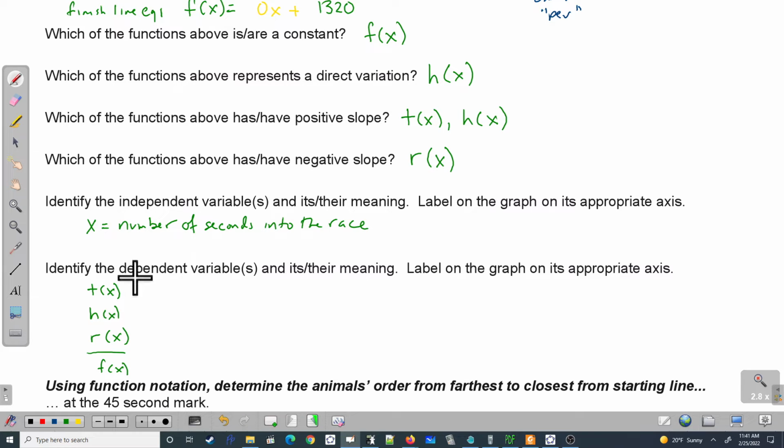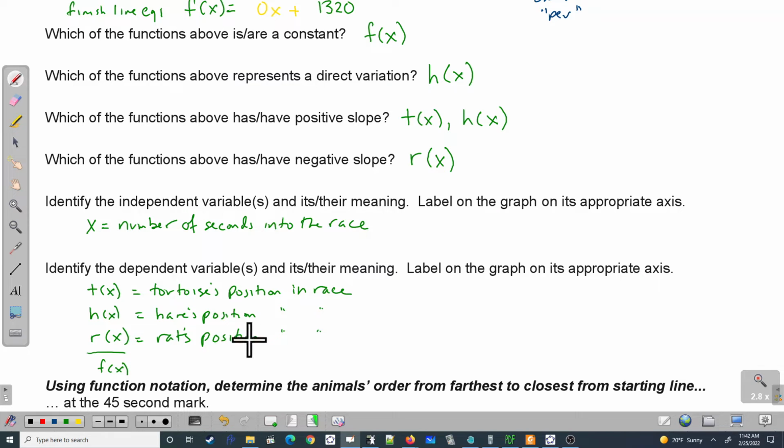But the 3 that I'm really interested in is t represents the tortoise's position in the race. H of x is going to be the hare's position in the race. I'm not going to keep writing in the race. I'll just do the little quotes. And r of x is the rat's position in the race.